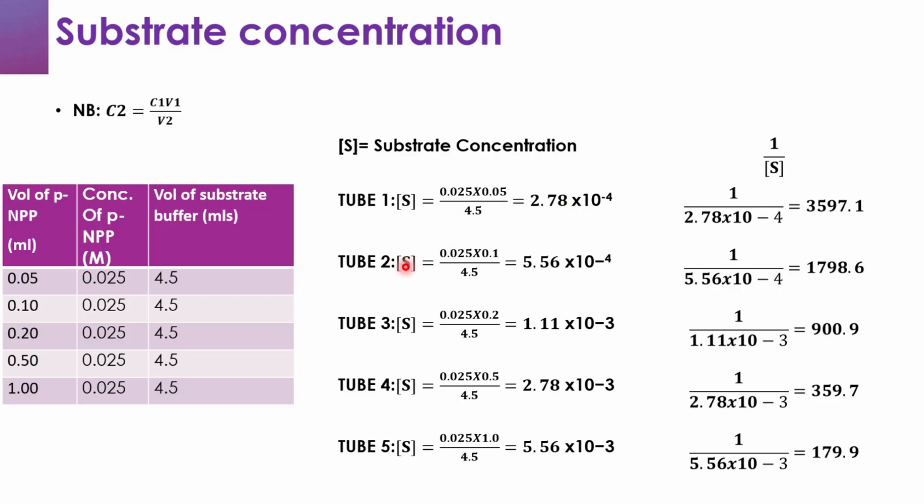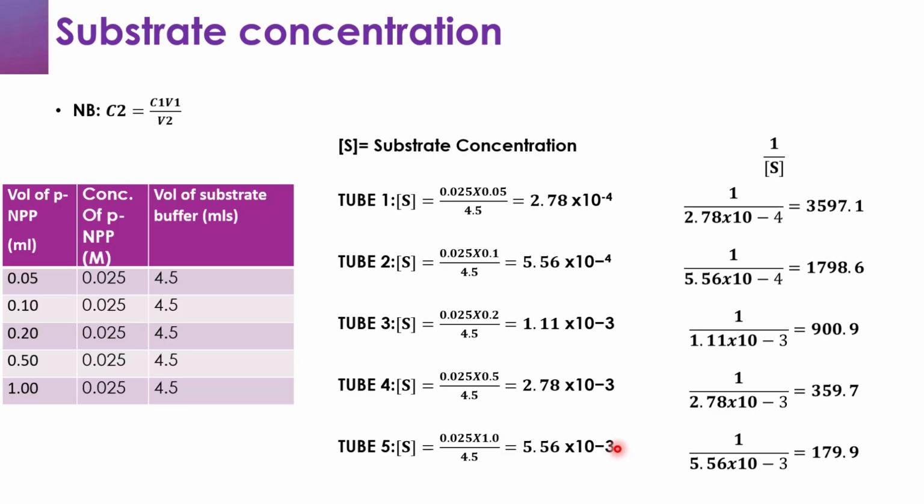So for the second test tube, we will get our substrate concentration to be this. For the third test tube, we'll get our substrate concentration to be this. The fourth test tube, you'll get our substrate concentration to be this. And the fifth test tube, our substrate concentration to be this.